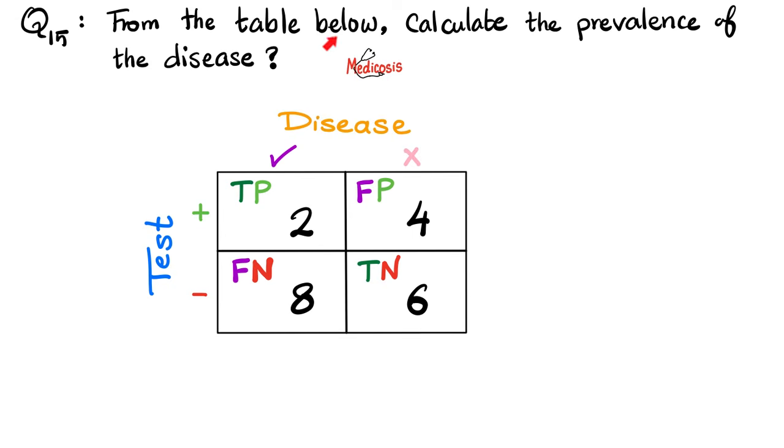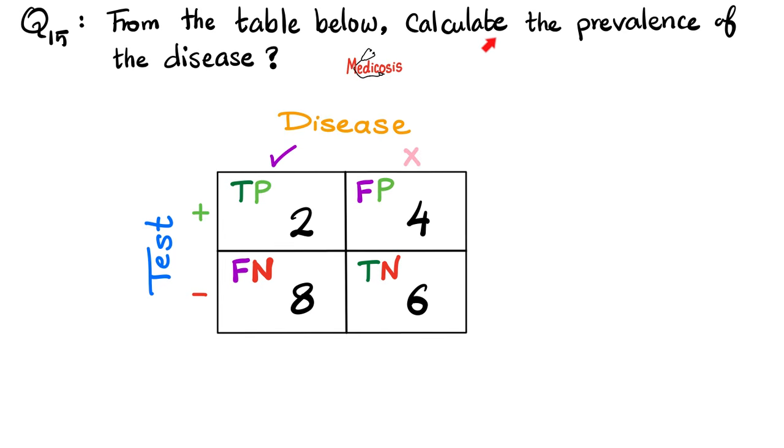Here's another one. From the table below, here is disease, here is test. These are the people with the disease, these are the people without the disease. These are the people who tested positive, and these are the people who tested negative. We talked about how to construct this 2x2 table in my video titled Epidemiology and Biostatistics, Sensitivity and Specificity, Positive Predictive Value and Negative Predictive Value. You can find this video in my Biostatistics playlist.